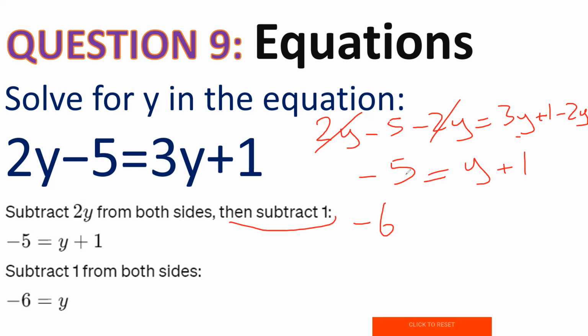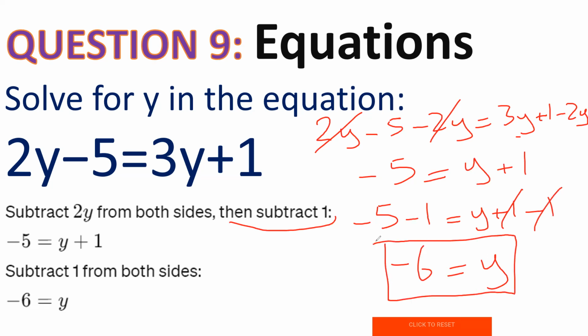Let's write minus 5 minus 1, and y plus 1 minus 1. And negative 6 equals y. So this one cancels because negative, negative we are adding. You know that. Answer is negative 6. Okay, this is first method, first option.